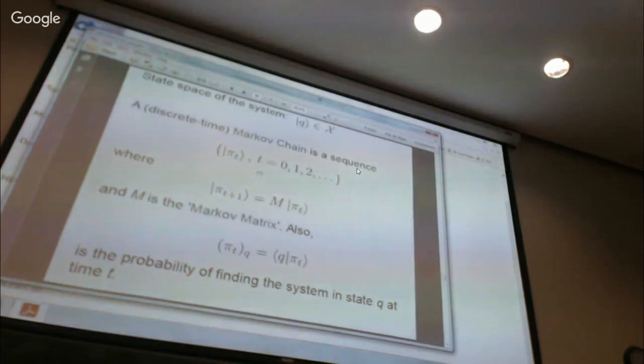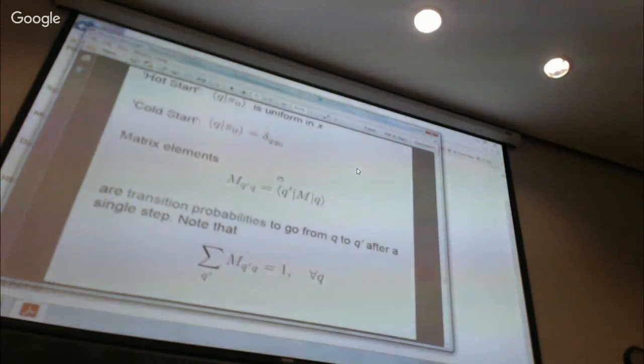Okay, maybe I have to actually scroll. Whoa. Okay, first we have to start off the Markov chain somehow. There are 2 sort of broad ways of doing this. There's a hot start and a cold start. Hot start is where I uniformly choose the starting configuration from the state space, and a cold start is where I choose a particular configuration to start. These are these transition probabilities, which are matrix elements of the Markov matrix. They have to be normalized so that if you start in some state, you'll go somewhere.